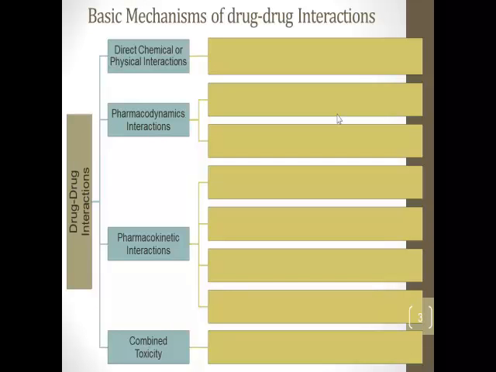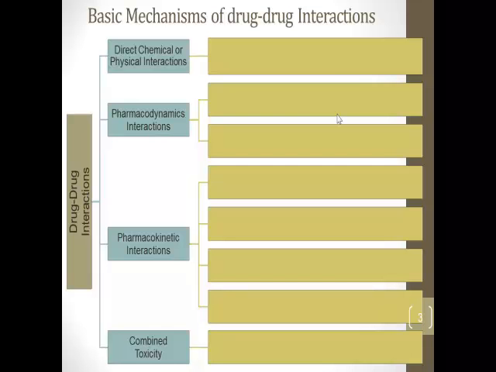All right, so how do the drug-drug interactions work? What are the basic mechanisms of those interactions? Well, there are 4 different types of interactions here. So what you see here, the categories are direct chemical physical interactions. Second one is pharmacodynamic interactions. Third one is pharmacokinetic interactions. And then the fourth one is combined toxicity. So we'll go through each of those.